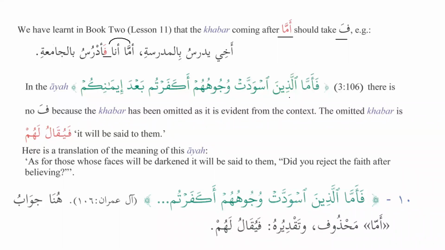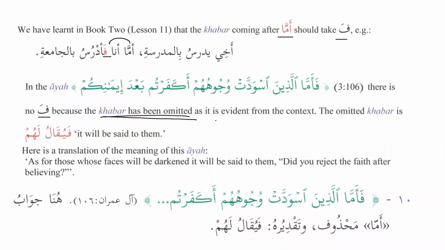In the ayah, فَأَمَّا الَّذِينَ اسْوَدَّتْ وُجُوهُهُمْ أَكَفَرْتُمْ بَعْدَ إِيمَانِكُمْ, no fa, because the khabar has been omitted. So that's, as I told you, what is Arabic? لغة الحذف. Yeah, it's the language of omission. And especially in the Quran, subhanAllah, it happens a lot. And that's why we are learning the Quran. And believe me or not, that's what we call tadabbur. And alhamdulillah, that's what we are doing.